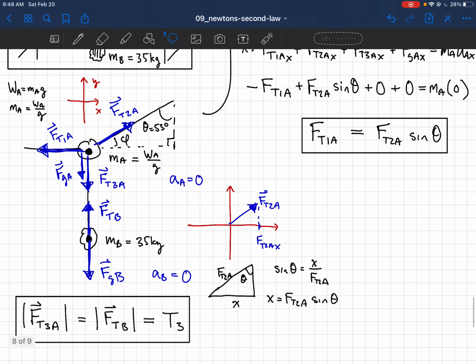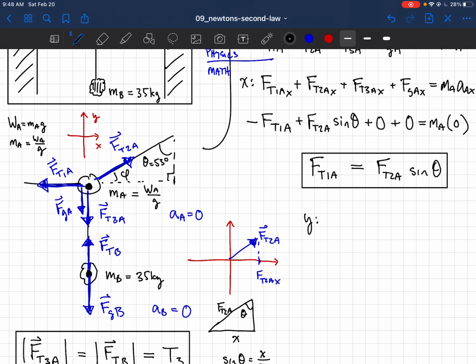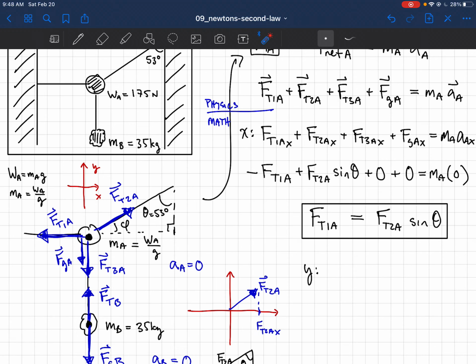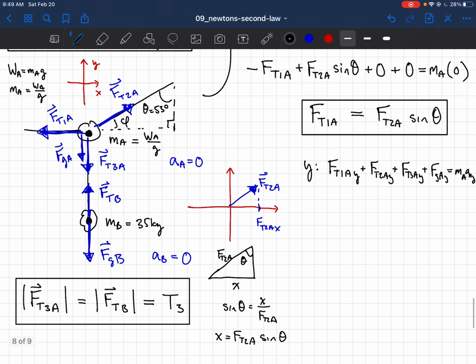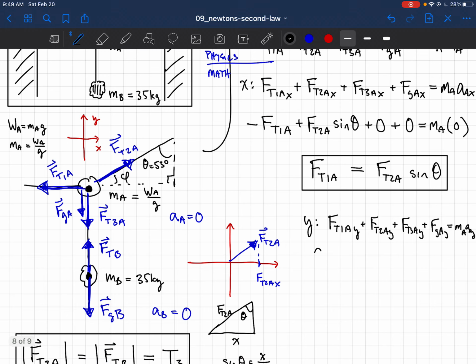So let's give ourselves a little bit of space here. Let me move this stuff down. And let's do the y component equation. So the y component equation comes from the vector equation, and we have FT1Ay plus FT2Ay plus FT3Ay plus FgAy is equal to MA aAy. Okay, and now we go through and find them. So FT1Ay, well, that was this vector, and it points in the x direction, so its y component is 0.